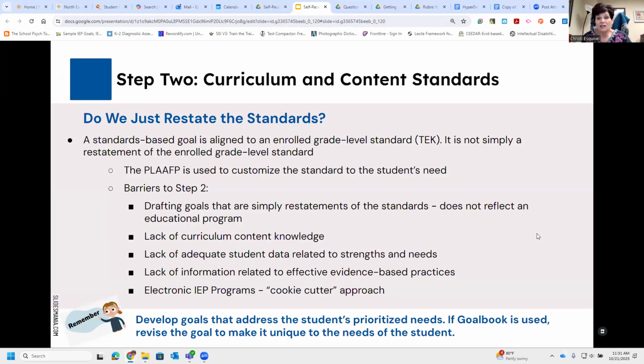Some common barriers at this step include writing goals that just restate the TEK, limited content knowledge, or not having enough student data to identify the strengths and needs. Electronic IEP systems can also lead to what looks like a cookie-cutter approach. Remember, goals should always address the student's prioritized need. If you're using Goalbook, always revise the goal so that it's individualized to the student.